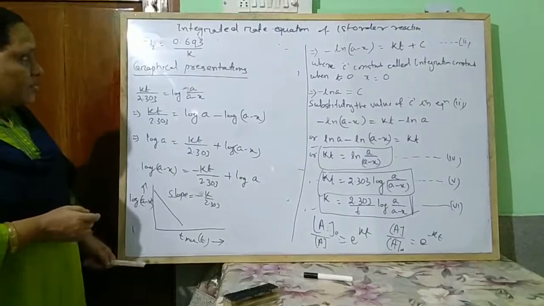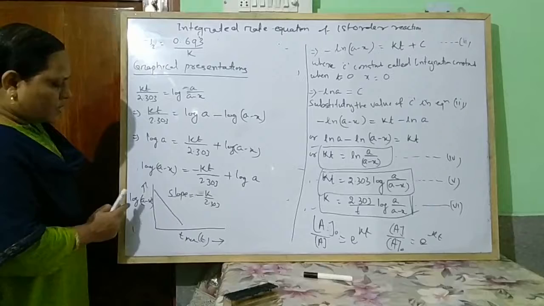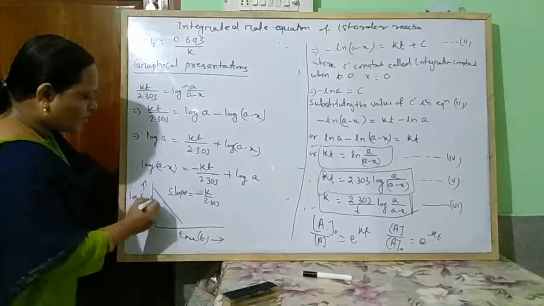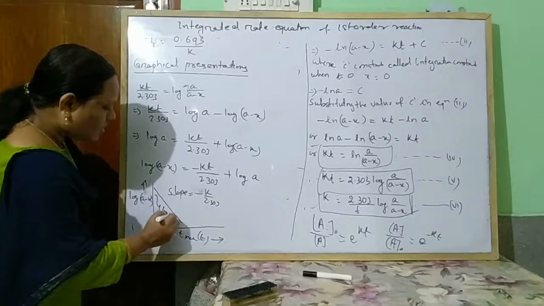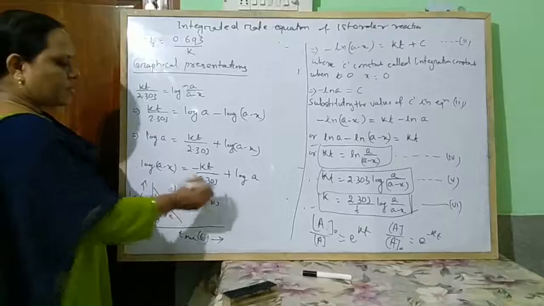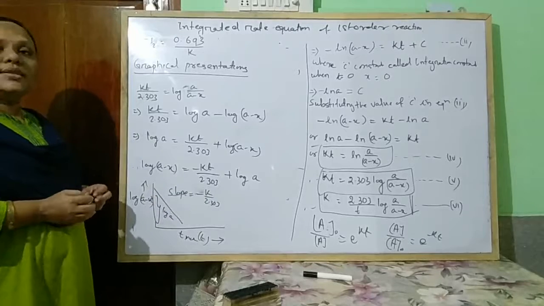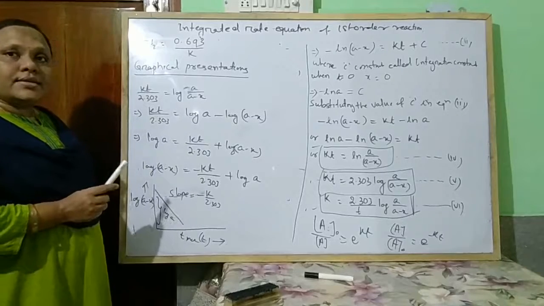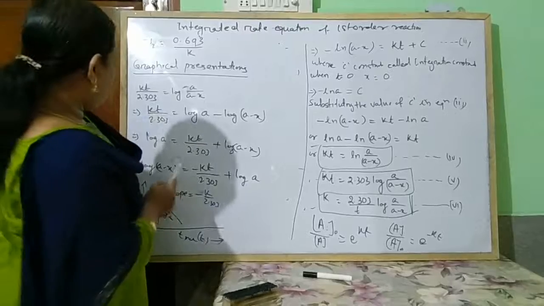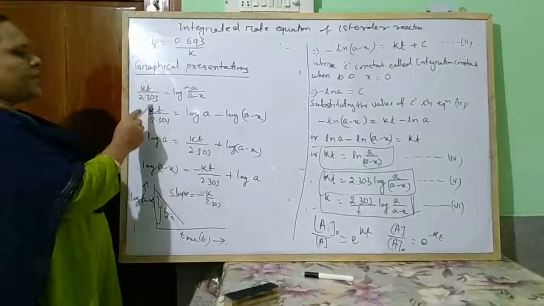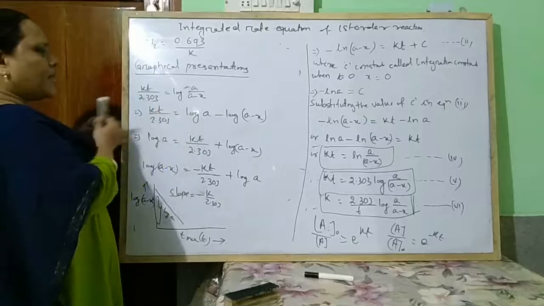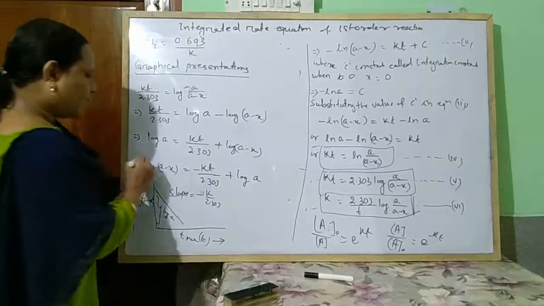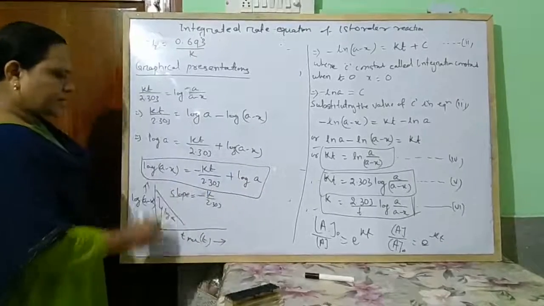Okay, so this is the equation. When a graph is plotted log A minus X versus time, it gives a straight line with intercept, this is the intercept, that is log A, and the slope equal to minus k by 2.303. Another equation is also given. What is that other equation? Look here, kt by 2.303 equal to log A by A minus X. If the graph is plotted according to this equation, we get a graph like this.